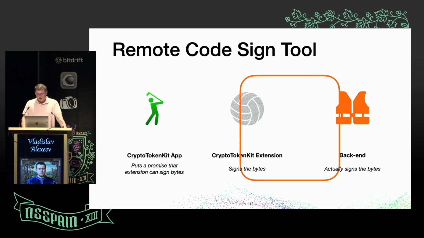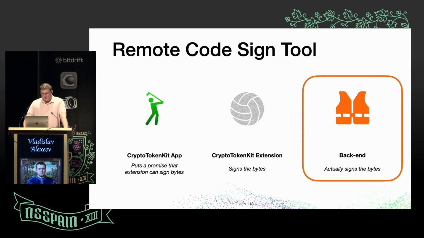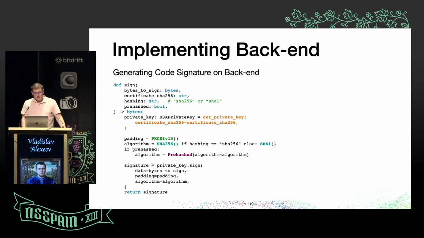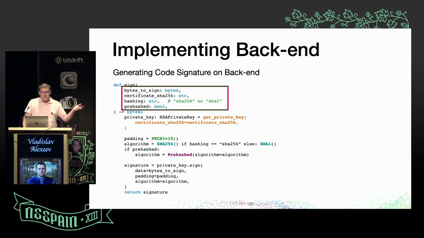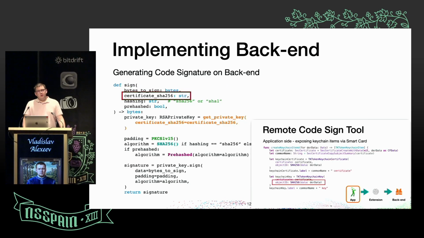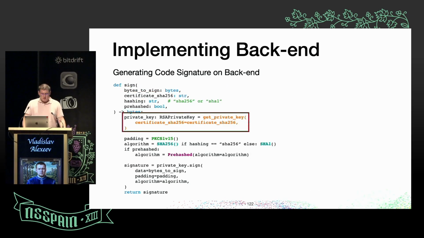Now let's talk about this smoking person who digs the trenches and actually performs the code signing. It gets these things from the extension. What bytes do I need to sign? What private key to use? I get it by having SHA-256, as we already remember for the third time. Somehow it gets the private key by comparing SHA hashes, just for simplicity, because the backend has all the private keys, right? It can have access to them.